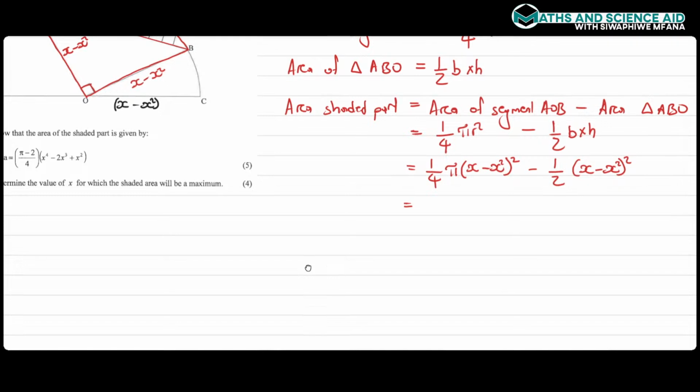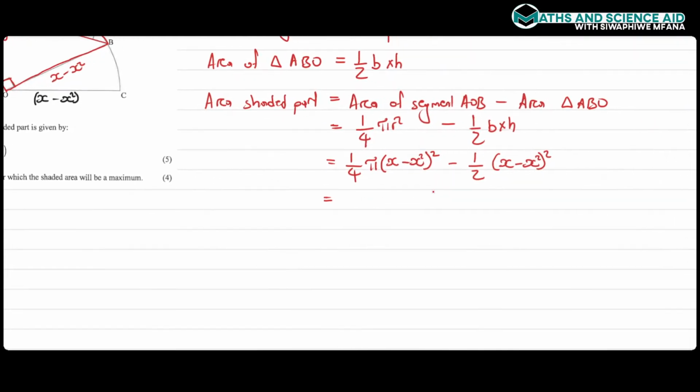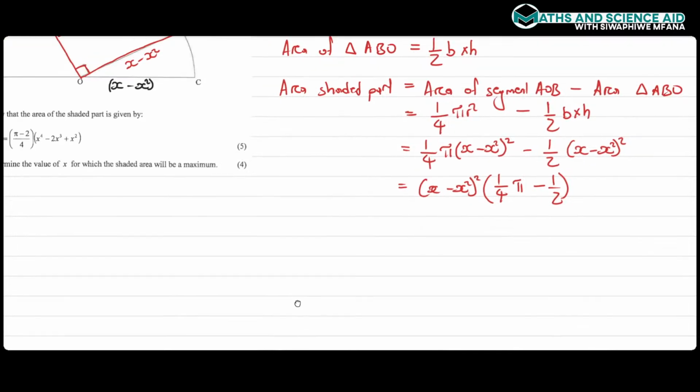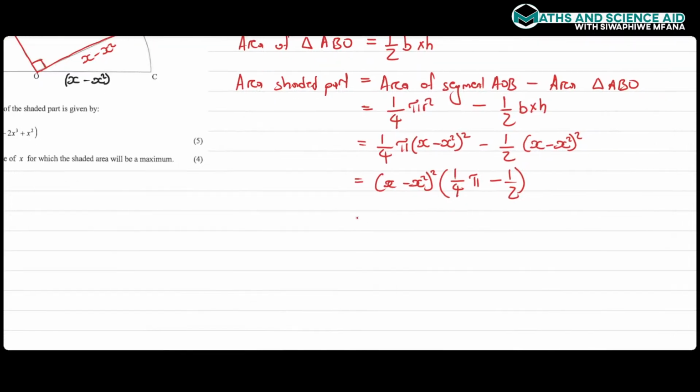So firstly, I think what we can do is say that x minus x squared all squared is a common factor here. If we take that out as a common factor, we're going to be left with 1 over 4 pi minus 1 over 2. And then on this side we can expand this bracket. This is a perfect square, so we can use the shortcut method.